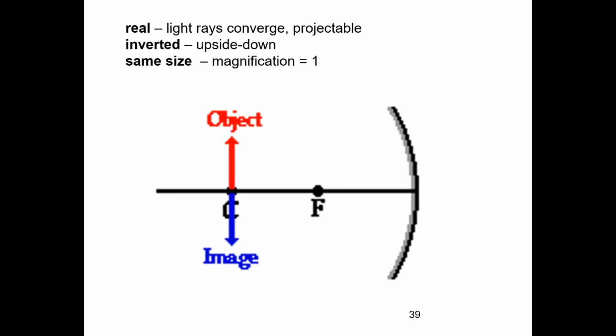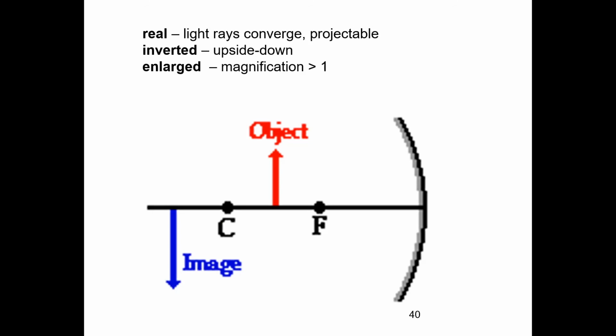If the object is at the center of curvature, I get something similar. I still get a real image. It's still inverted or upside down, but now it is the same size as the object. If the object is between the center of curvature and the focal point, I will still get a real image. It'll still be upside down, but it's getting bigger. It's bigger than the object. So it's enlarged.